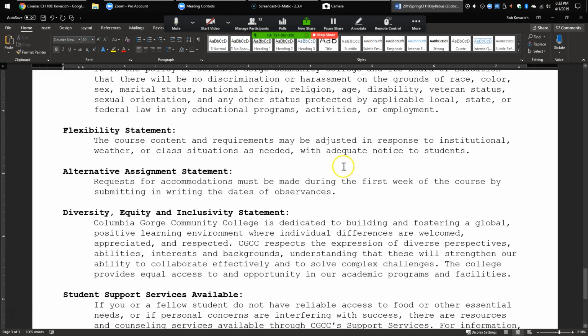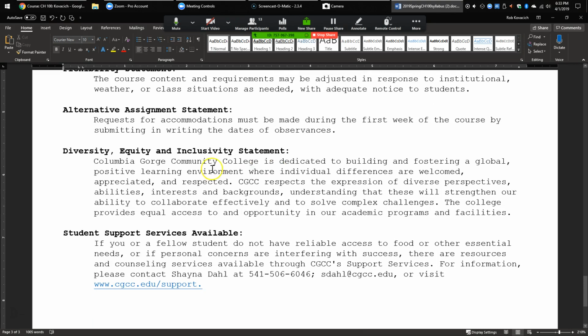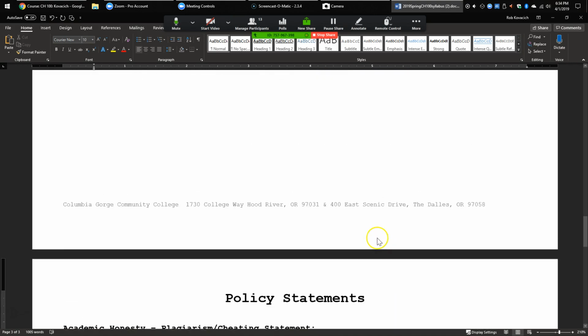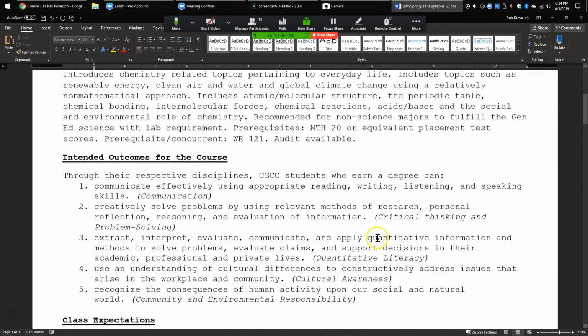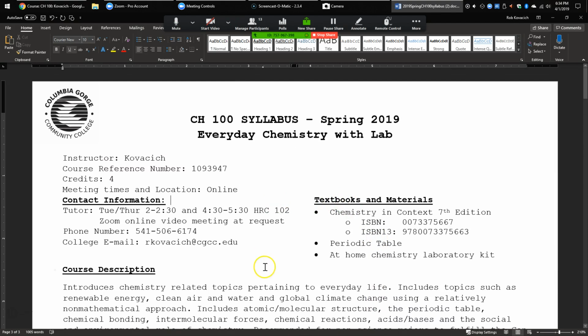We also have an alternative assignment statement if there's an issue with that, inclusiveness, and if there's a problem with student services or support or anything, you can get a hold of them there. The woman you want to talk to is Shayna. So if anybody has a disability or anything like that, contact Shayna. She'll contact me, and then we'll work it all out. Does anybody have any syllabus questions?